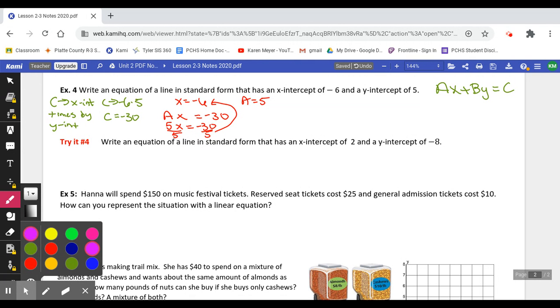Okay, what about b? Well, the y-intercept, we know the y-intercept is 5. So I know by equals negative 30. So then I think, well, what do I have to divide both sides by that will give me the answer of 5? So hopefully everybody says, oh, negative 6. Because negative 30 divided by negative 6 would give me positive 5.